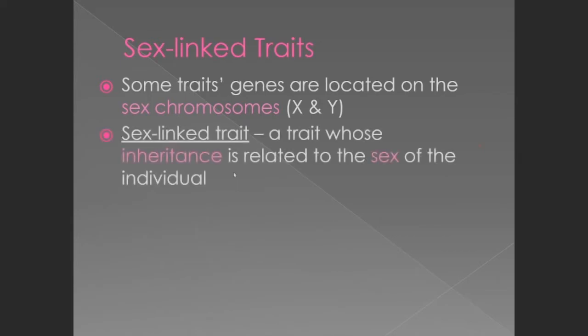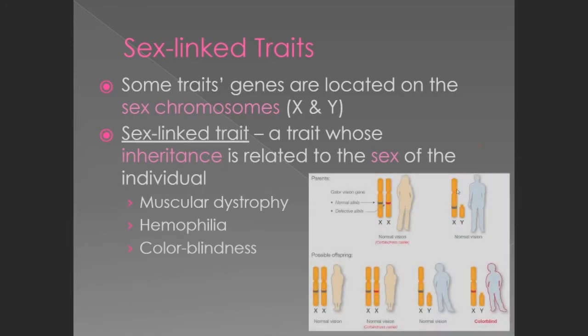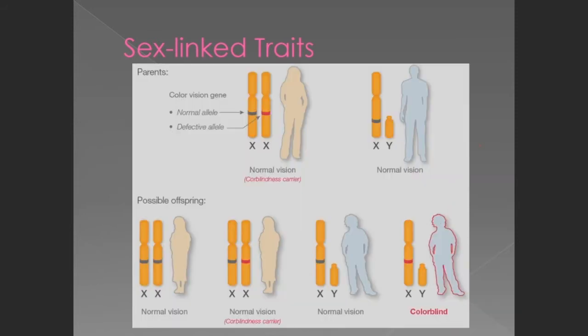So when a specific trait is located on these chromosomes, it is considered to be a sex-linked trait. And basically, to sum that up, it's a trait whose inheritance is related to the sex of an individual. Some examples include muscular dystrophy, hemophilia, and color blindness. So here we see an image of somebody who is a carrier for color blindness and a male who has normal vision. So let's bring that up here a little bit.